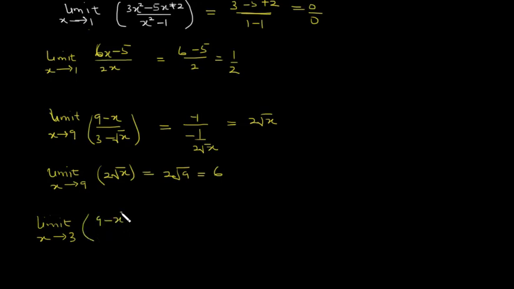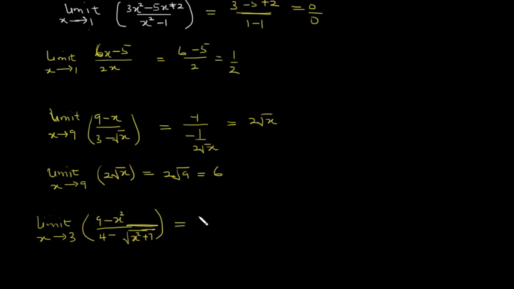The last example we're going to look at: limit as x approaches 3 of the function 9 minus x squared over 4 minus root of x squared plus 7. Alright, the same thing, if we substitute, we have an indeterminate form. So what we have to do is to differentiate term by term.